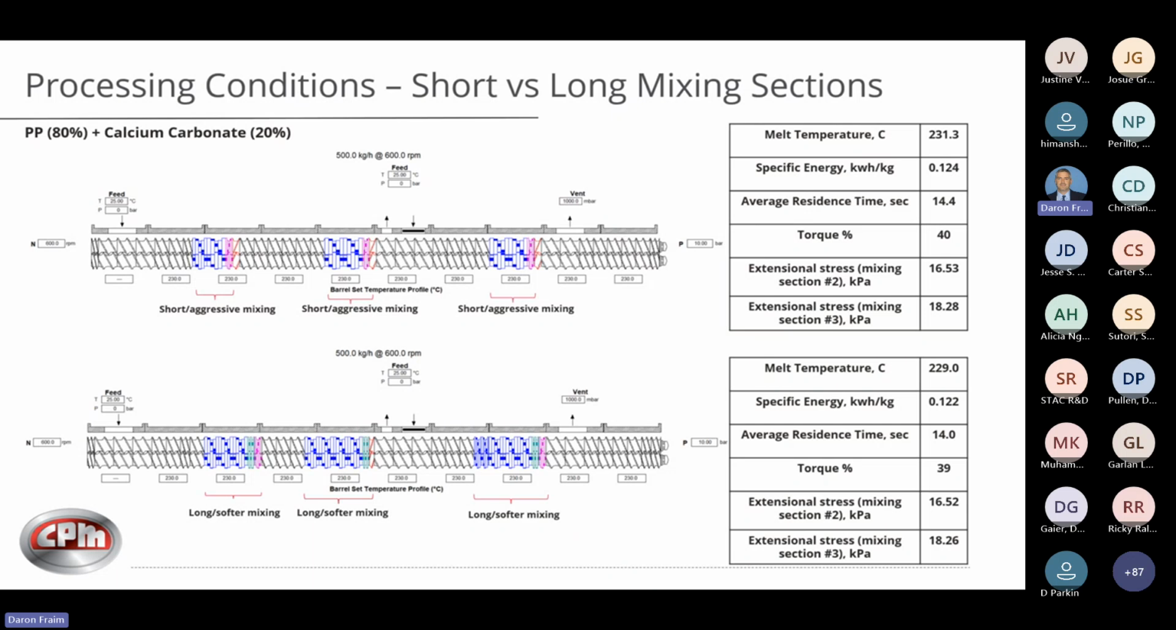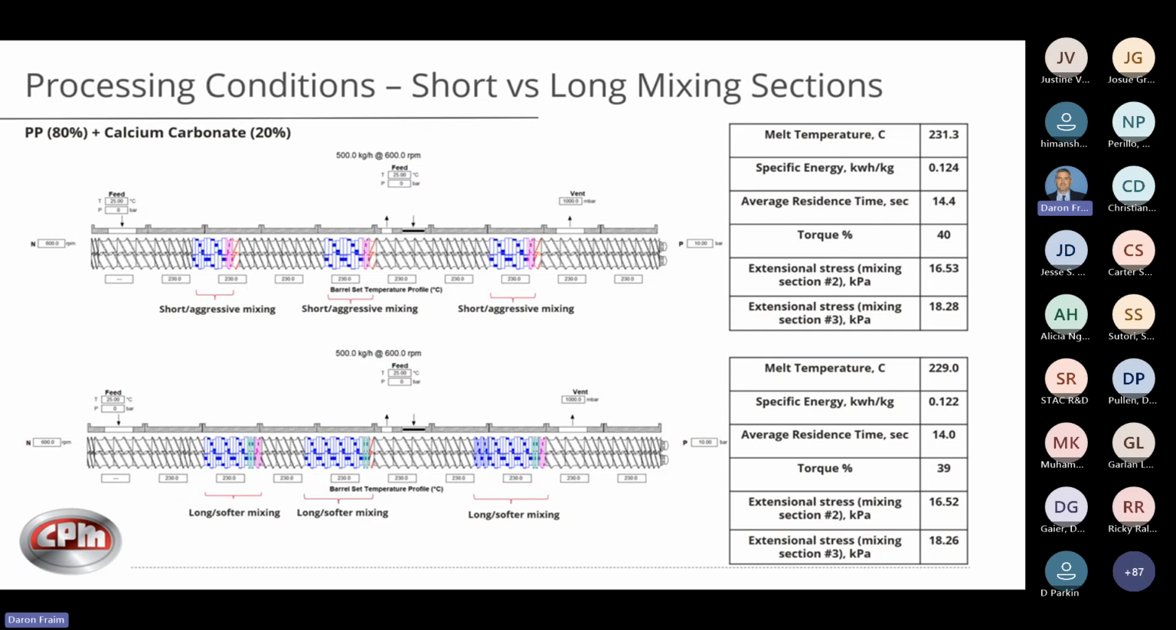So it's just to show you, really, there's no set rule. Both of these, if you look at the details on the right, give pretty well equivalent results. There's a 2-degree difference in temperature. There's almost non-detectable difference in specific energy input. The residence time is similar, torque similar, and the extensional stress in the apex region, looking at mixing sections 2 and 3, is almost identical. So your properties are going to be exactly the same. It's just to demonstrate that there's flexibility in the design. It all depends on your processing window.